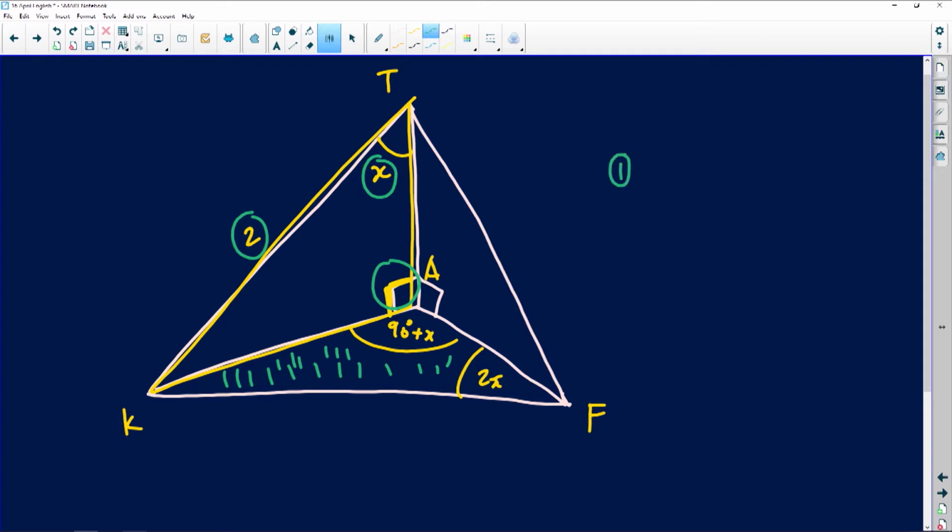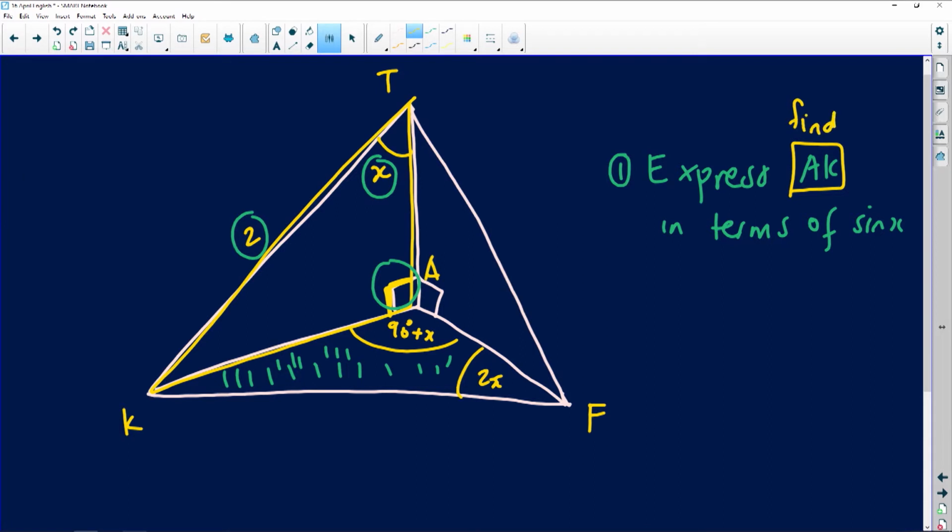Now, the first thing that they want us to do is to express AK in terms of sine x. When we say express something in terms of something else, it means we are asking you to work out AK, to calculate AK, but your answer must have sine x in it. On the final answer, it must have sine x.